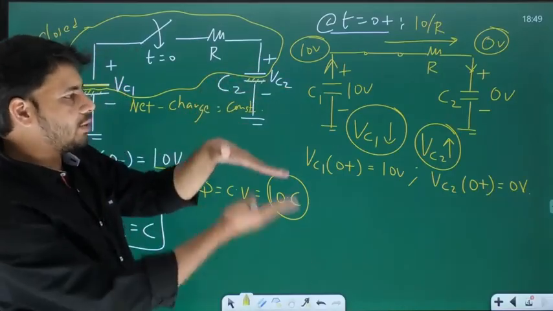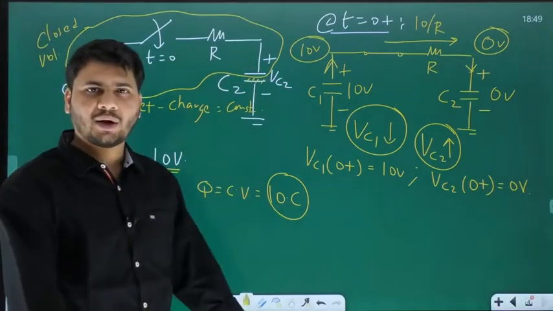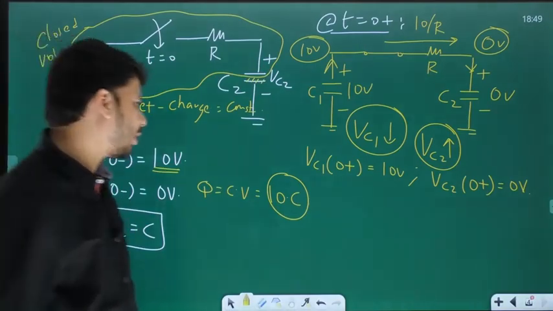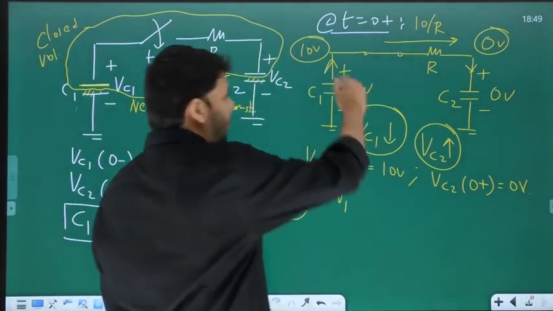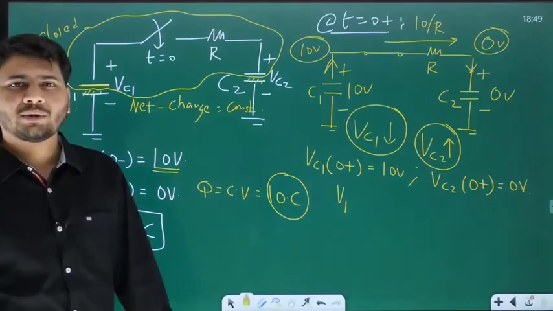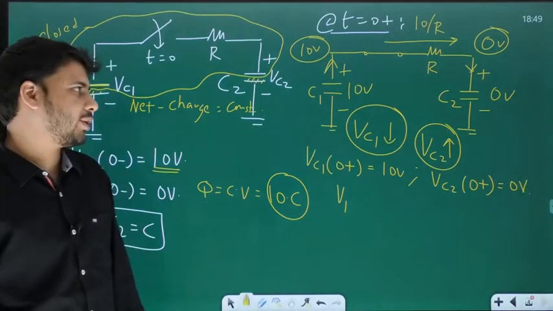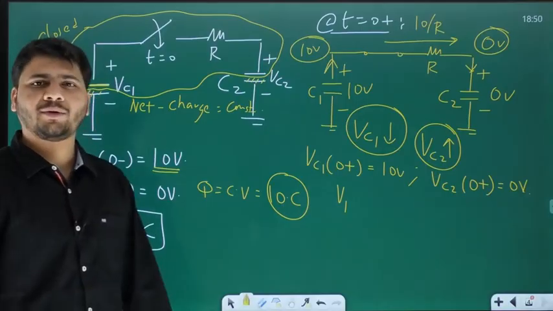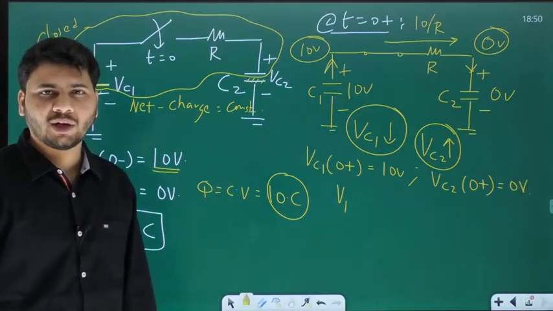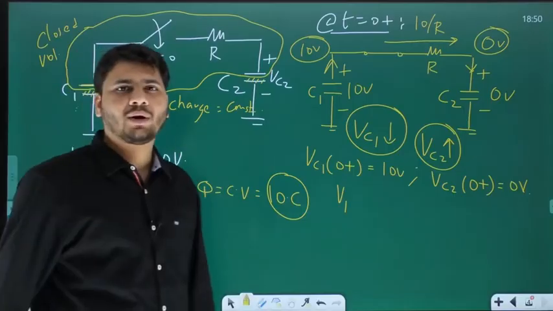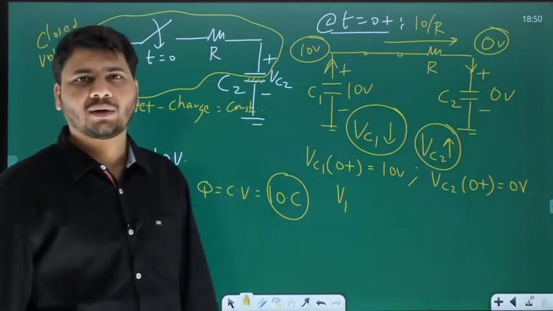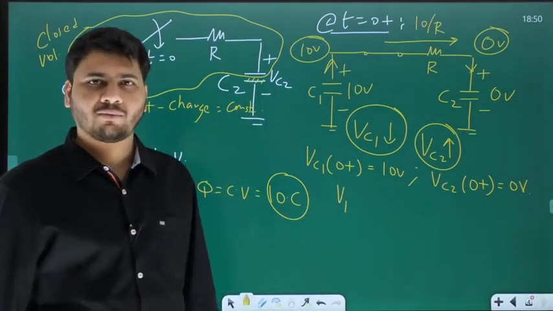Now coming back to this case where eventually VC1 and VC2 will become equal. VC1 decreasing, VC2 increasing. At some point, VC1 and VC2 will become equal, and that is when the current flowing through R becomes 0. Once the current flowing through R becomes 0, even the values of VC1 and VC2 will not change anymore, because for the voltage drop across a capacitor to change, current must flow through it.